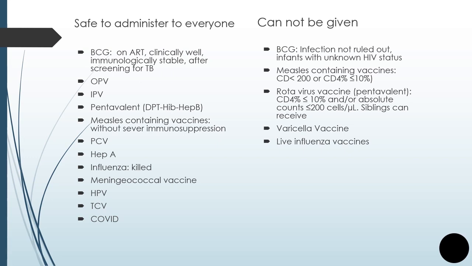Similarly, measles vaccine and rotavirus vaccine are contraindicated in children who have severe immunosuppression, which is shown by a CD4 percentage of less than or equal to 10 or a CD4 count of less than 200. Varicella vaccine cannot be given as it is a live vaccine, and live influenza vaccines are also contraindicated.